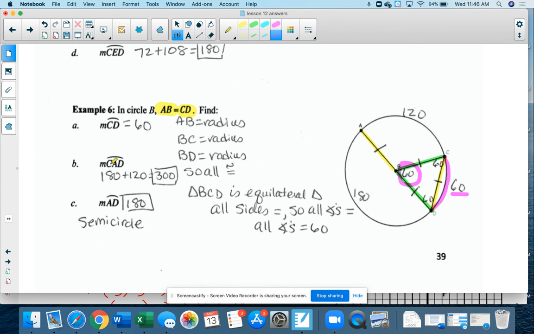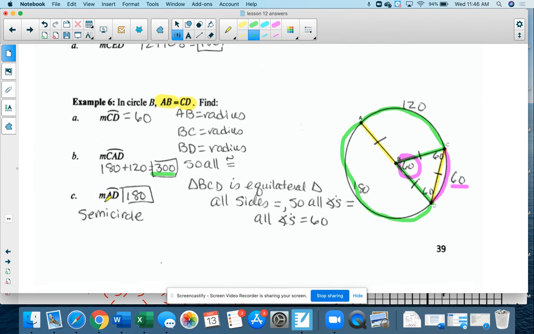The second question wants to know the measure of arc CAD. So CAD is actually going this way. I'll do that in green. So C, A, and then all the way to D. That's a major arc right there. So this whole thing in green. So this is 120 and this is 180. I'm going to add those two numbers together. 120 plus 180 is 300. Another way to do it is it's everything but this 60 degrees. So I could have done 360 minus 60, and that would also give me this 300 right here.